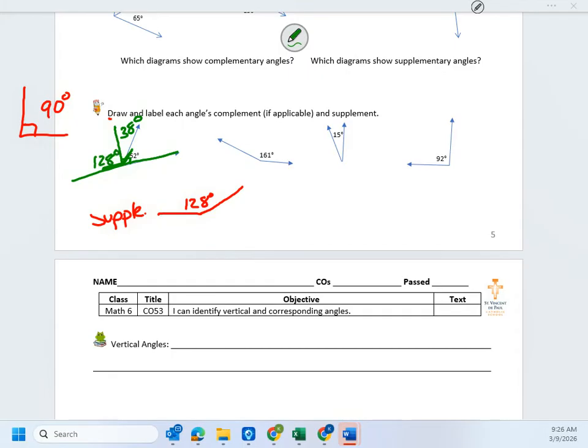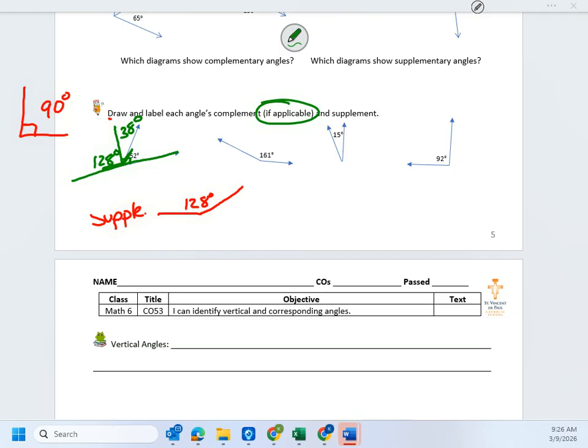So you can do them on a straight line, you can do them separate, but make sure you're labeling the measurements correctly. So the 38 degrees is acute and little. The 128 is the obtuse angle, that's big. Does that make sense? Yep. Now, it says, do the complement if applicable.